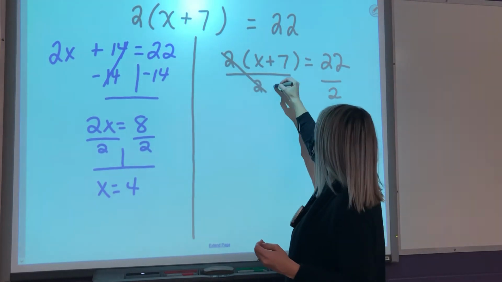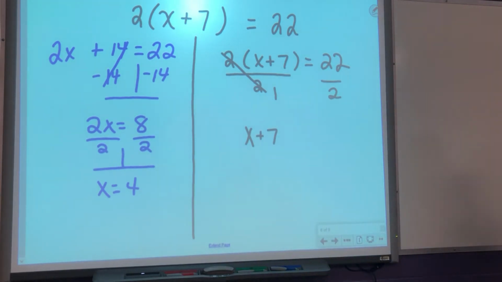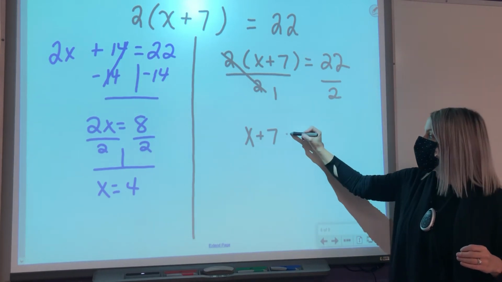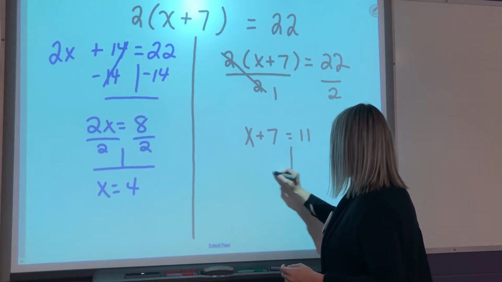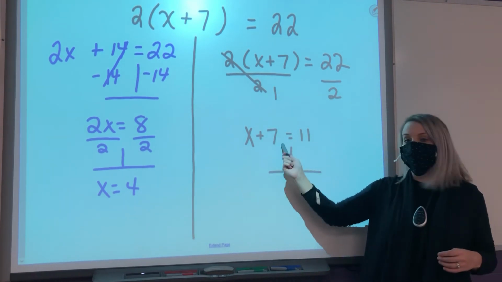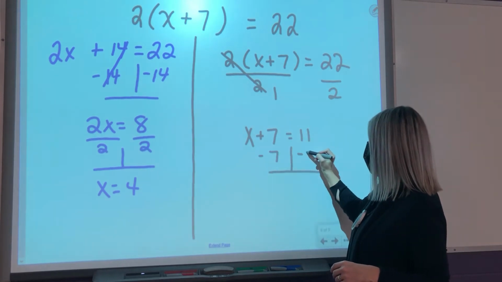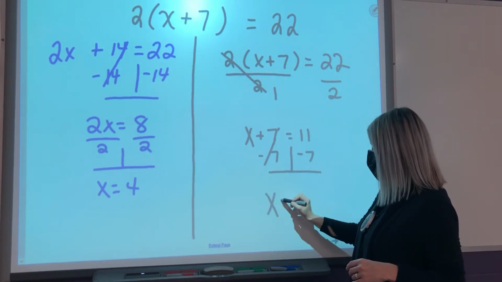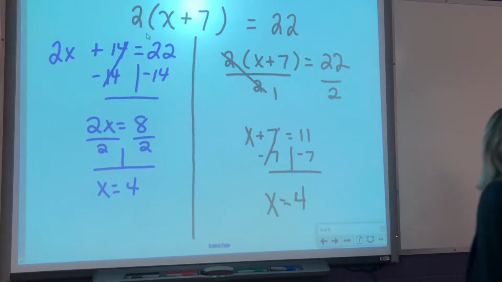So 2 divided by 2 is 1, and you're left with x plus 7. 22 divided by 2 equals 11. Our variable is still not by itself. So we draw our upside down t. X is being added to 7, so we have to subtract it. Same answer, right? Yep.